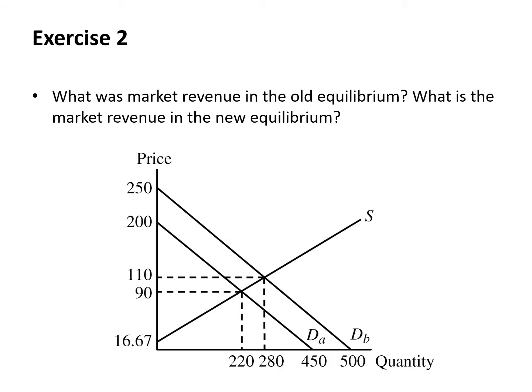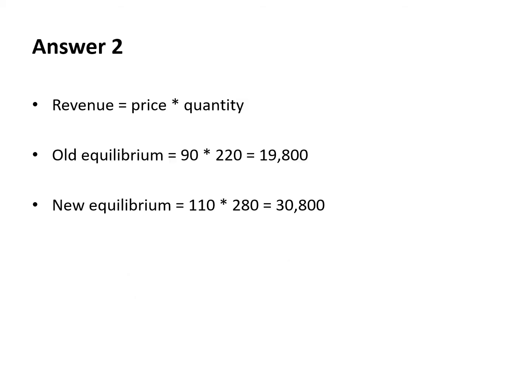Okay, let us look at exercise 2. What was the market revenue in the old equilibrium and what is the market revenue in the new equilibrium? Now, how do we calculate the revenue? As we can see, the price was 90, the quantity 220, the price then moved to 110 and the quantity 280. How do we calculate the revenue? To calculate the revenue, we will multiply the price by the quantity. The price multiplied by the quantity.